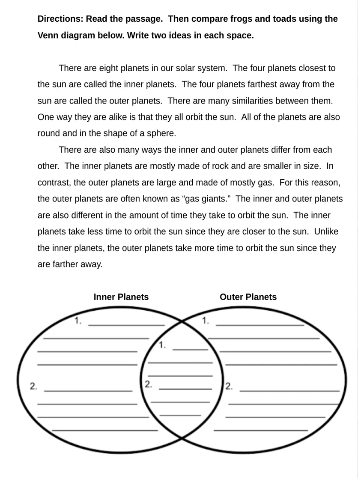The inner and outer planets are also different in the amount of time they take to orbit the sun. The inner planets take less time to orbit the sun since they are closer to the sun. Unlike the inner planets, the outer planets take more time to orbit the sun since they are farther away. Find 2 things about inner planets, 2 things about outer planets, and 2 things that are the same for the middle, about the inner and the outer planets. If you would like a bigger Venn diagram, I have copies that you may have.